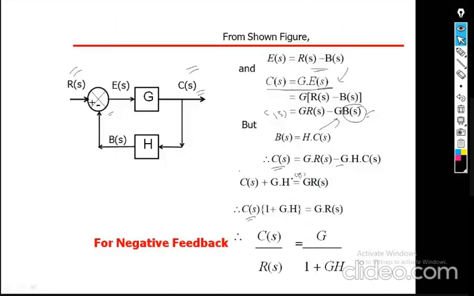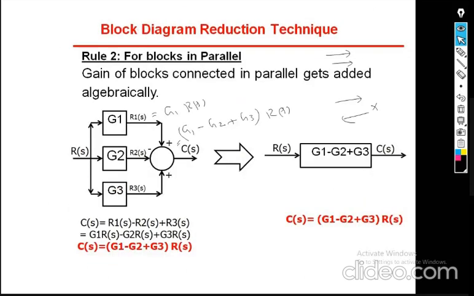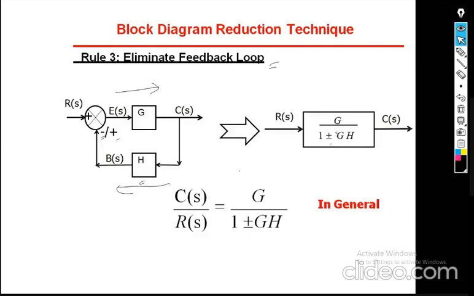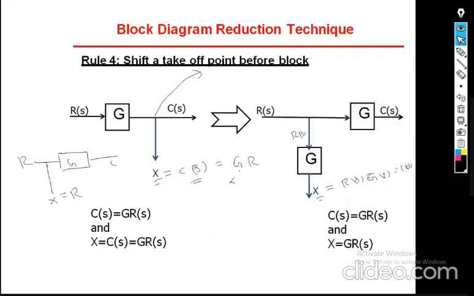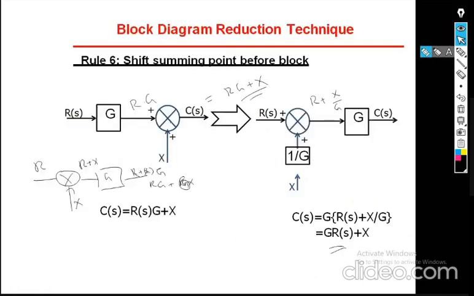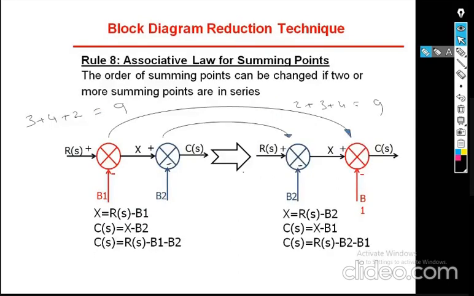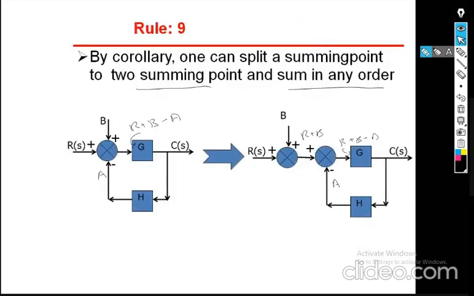So the overall summary of these 9 rules is: what is rule number 1? If blocks are in series, take the product; if blocks are in parallel, take the addition; if blocks have feedback, it is G by 1 plus GH for reduction. Now if you want to move a take-off point before the block, then multiply with that particular block. If you want to move it after the block, then multiply with that particular block. In the same way, if you want to shift the summing point before the block, then divide. And if you want to shift the summing point after the block, then multiply. Overall, rearranging summing points causes no change, and splitting a summing point causes no change.